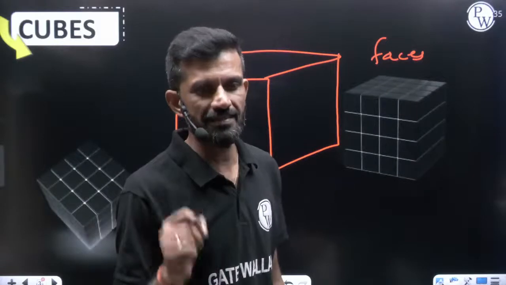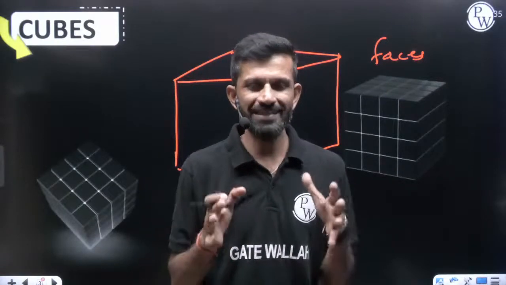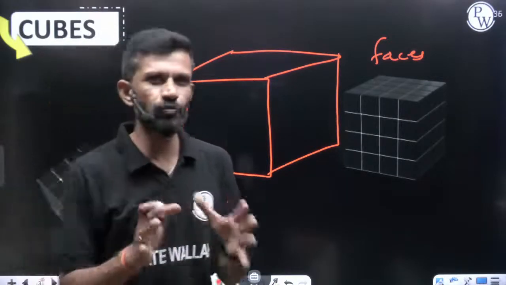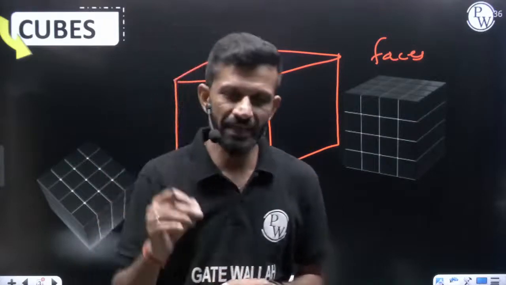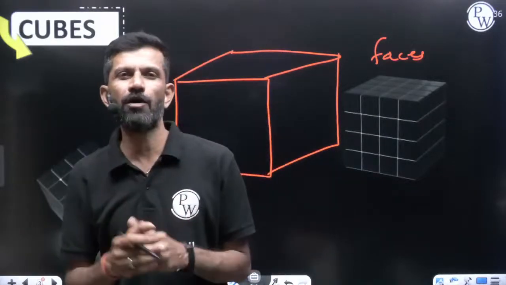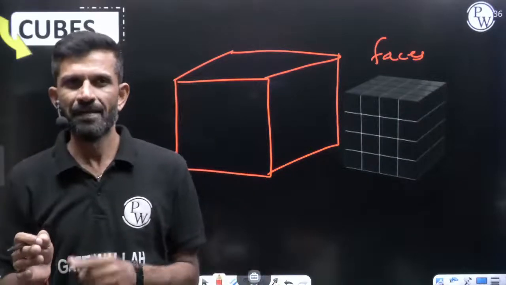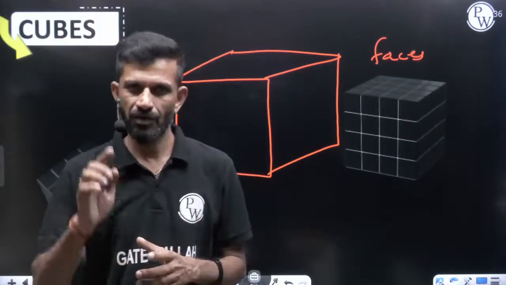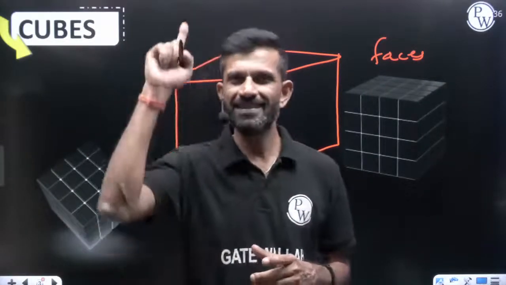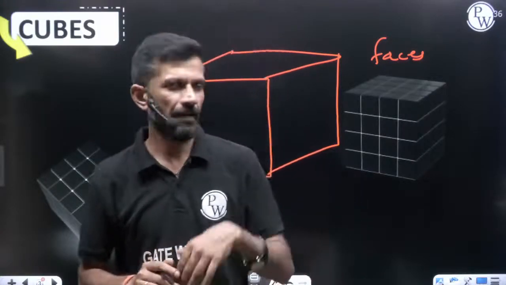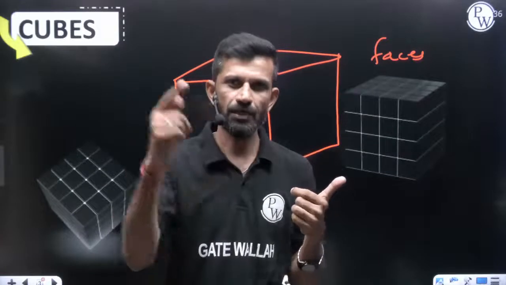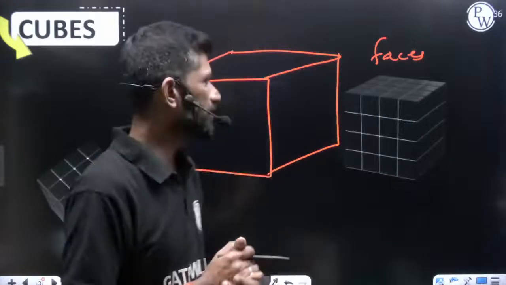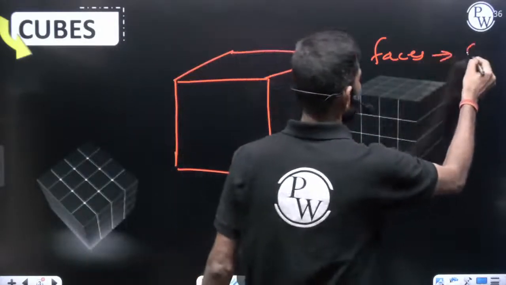Faces in the sense, if you are sitting in a room to watch this class, that room must be in the form of a cube, or at least a cuboid. All the walls, ceiling and floor, we call faces. 1, 2, 3, 4 walls, ceiling 5, floor 6. Total 6 faces are there in a cube. Very good. So a cube consists of 6 faces.